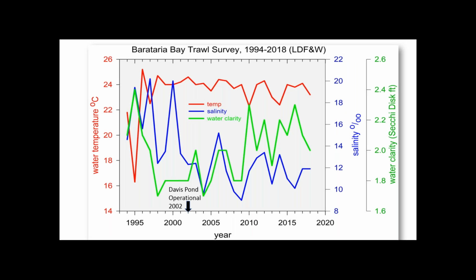And one could actually look at this in terms of some of the environmental drivers here. Just as a note, Davis Pond began operations in 2002, and you can see that historically there were a number of years where you had relatively high salinity, but since 2002 and certainly since 2010, the salinity level at these trawl stations has gone down dramatically. And the water clarity has actually gone up. And so this is probably impacting these populations.